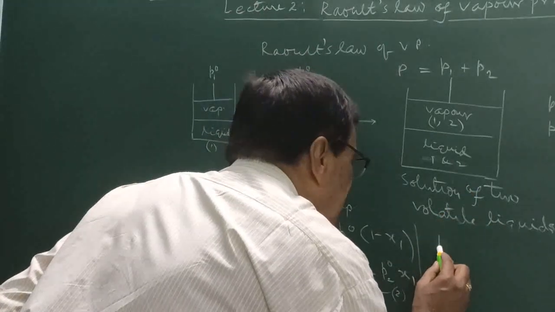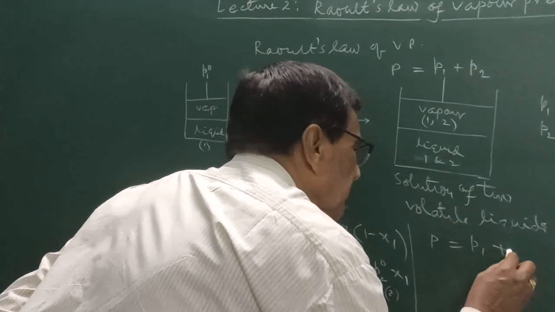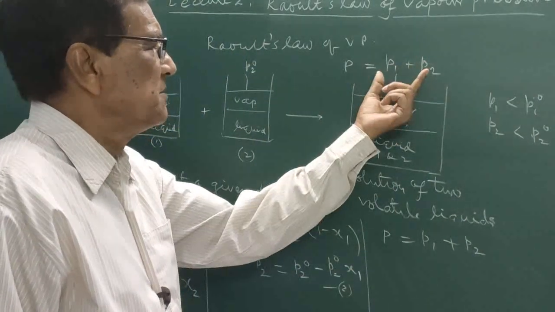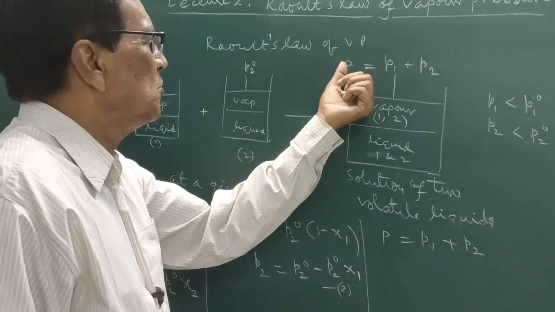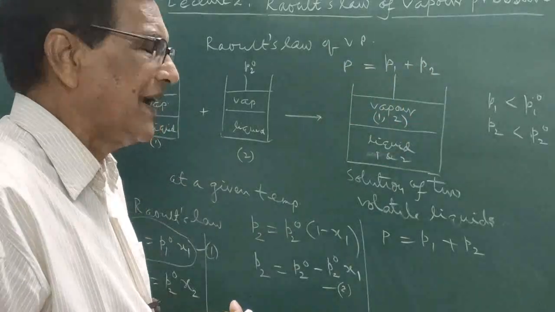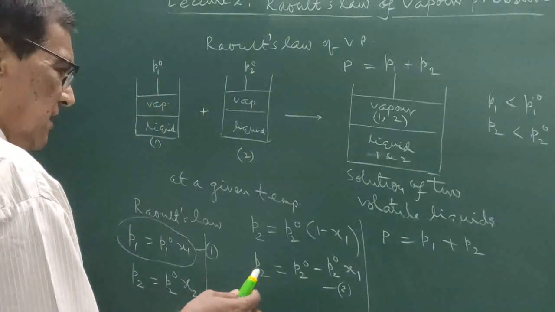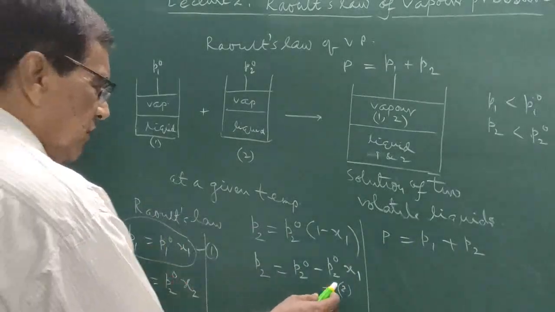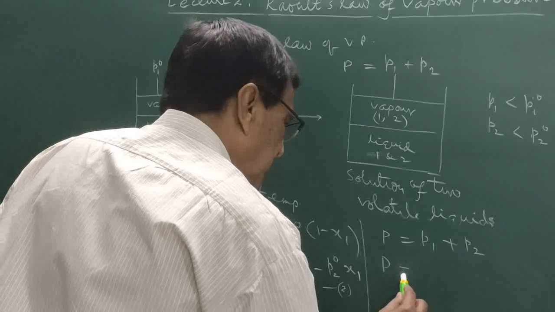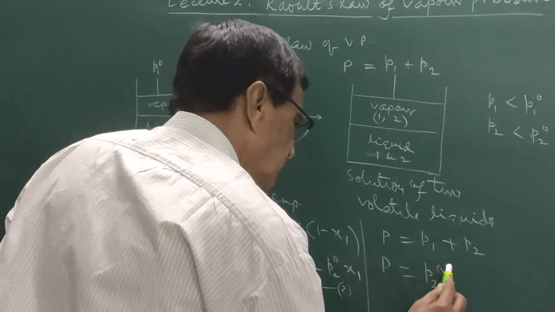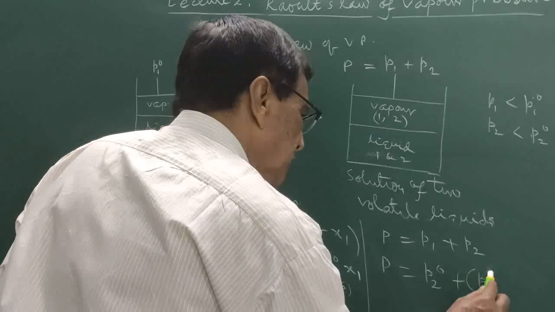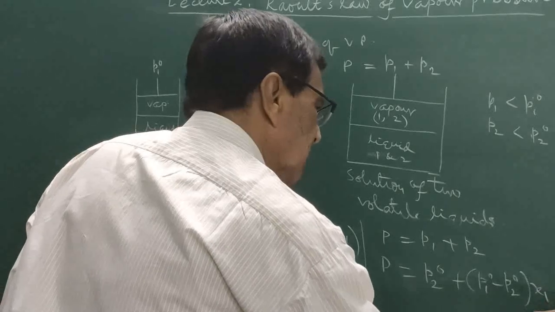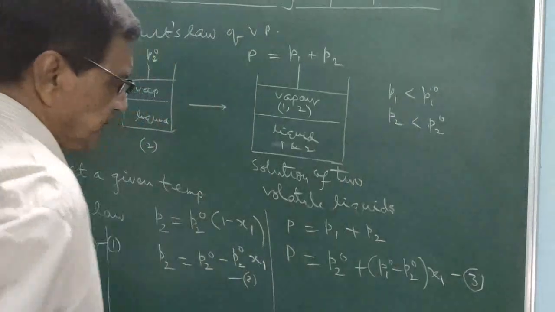And the total pressure P is equal to P1 plus P2. It is Dalton's law of partial pressures: the sum of the partial pressures is equal to the total pressure, and the vapor obeys the ideal gas equation. So, substituting P1 and P2 from equation number 1 and equation number 2, we get P equal to P2 naught plus (P1 naught minus P2 naught) into X1, and this is equation number 3.